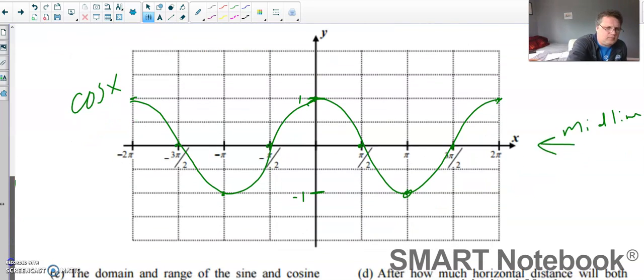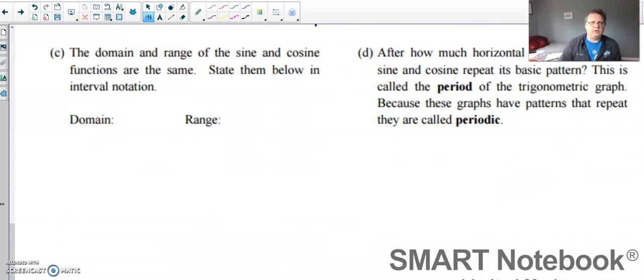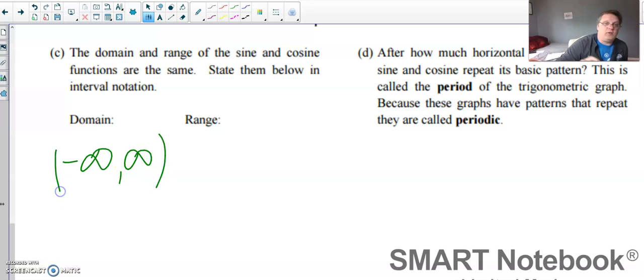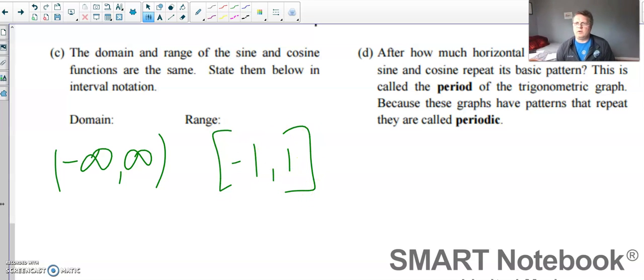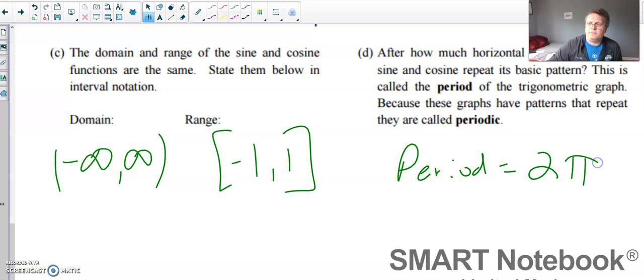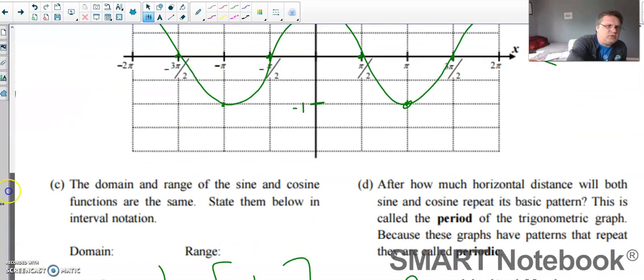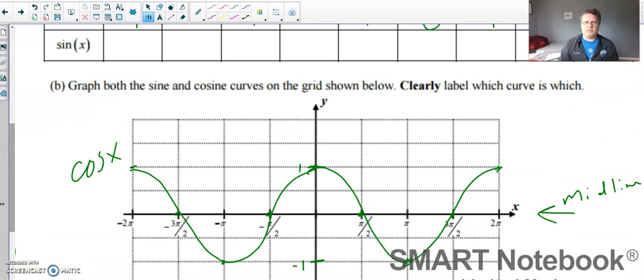Now it says further, the domain and range. So your domain, or your x value, is negative infinity to infinity. The range we already talked about a little previously. Remember the highest and lowest, so your range goes from negative 1 to 1. After how much horizontal distance will both sine and cosine repeat? This is called the period of the graph. Our period is 2 pi. If you look up there, you can see every 2 pi it's going to repeat itself.